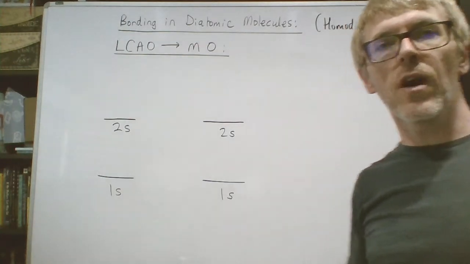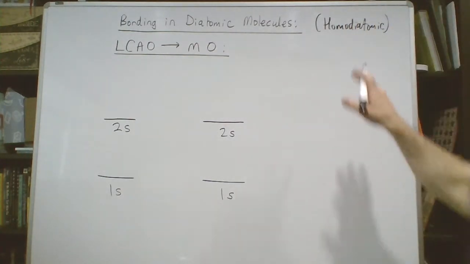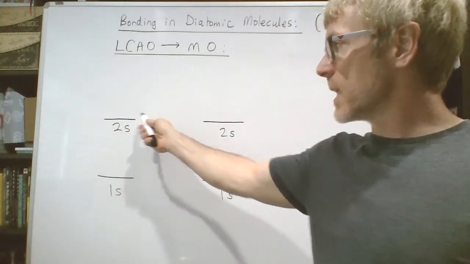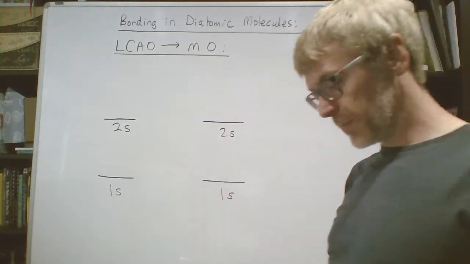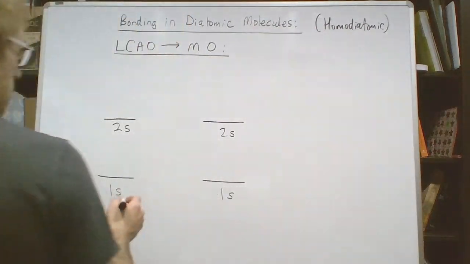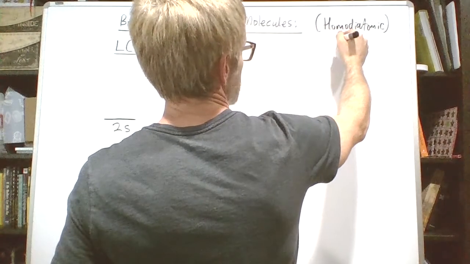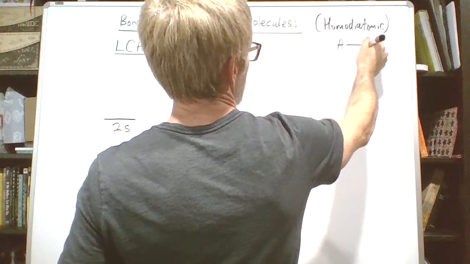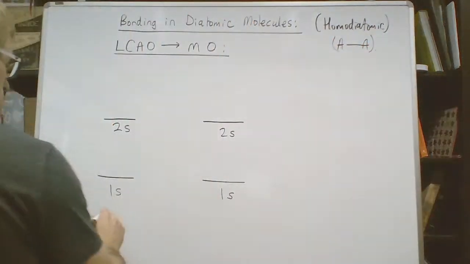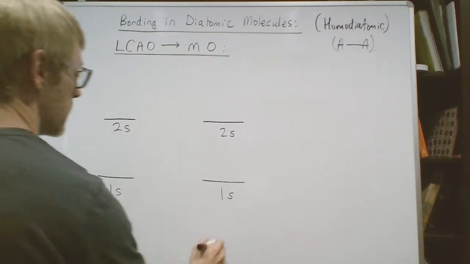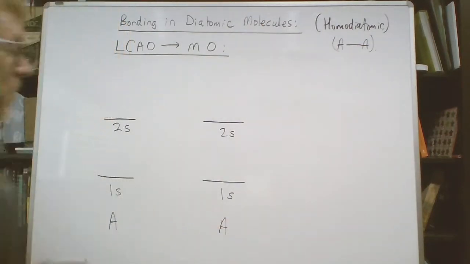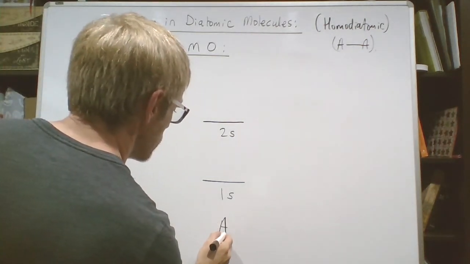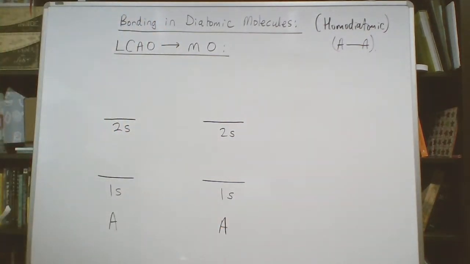Exclusively just for proof of concept. So the simplicity of looking at homodiatomics is that we can say that these energy levels are exactly the same. So let's say this is just AA. So we've got atom A and we've got atom A. Okay. So we've got two identical atoms. It's a homodiatomic molecule.